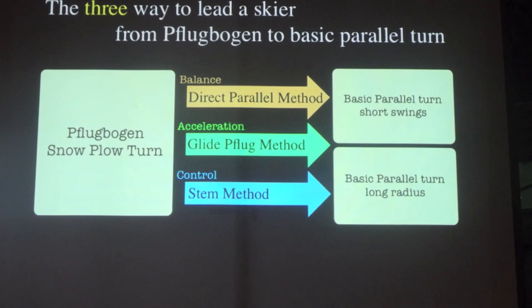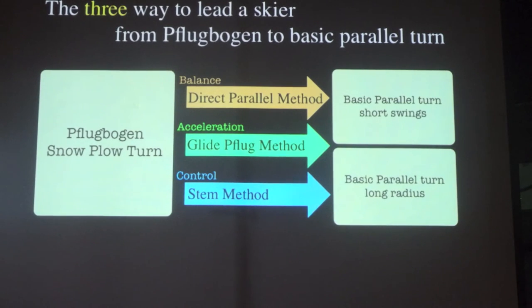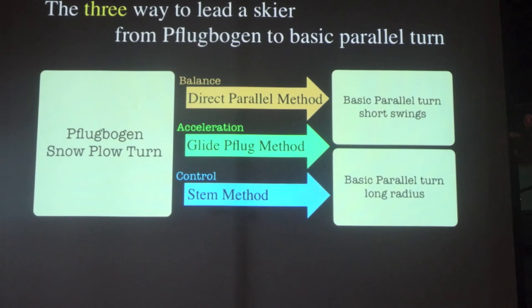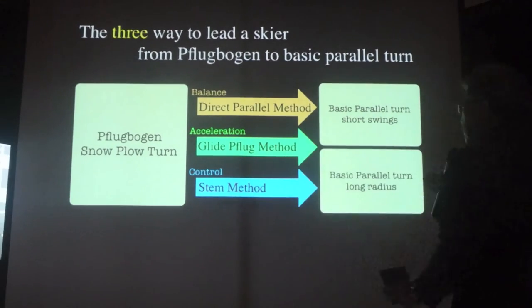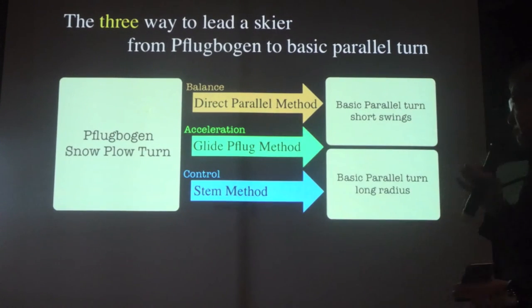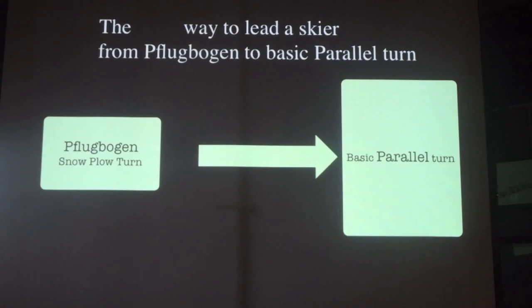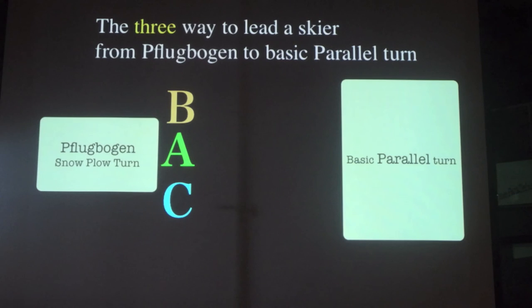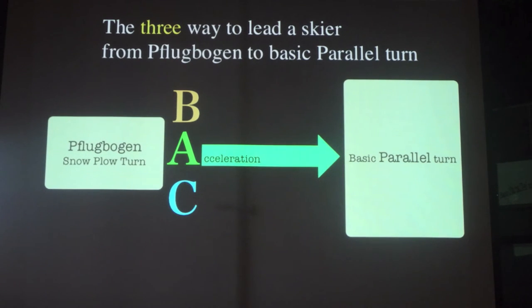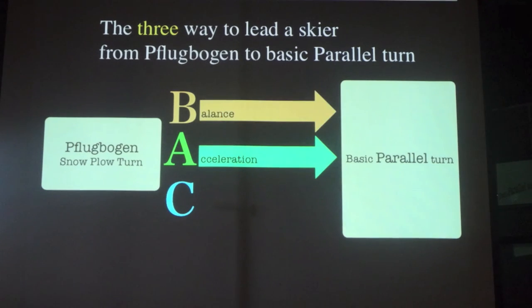So, this shows the three ways to lead a skier from Pruk Bowl to basic parallel turn. Today I speak about this program. But today I don't talk about speed. I talk about balance and acceleration. So, Pruk Bowl to the basic parallel turn. We say the three methods A, B, C. A is acceleration, the program. B is balance, the program. And C is a control program.